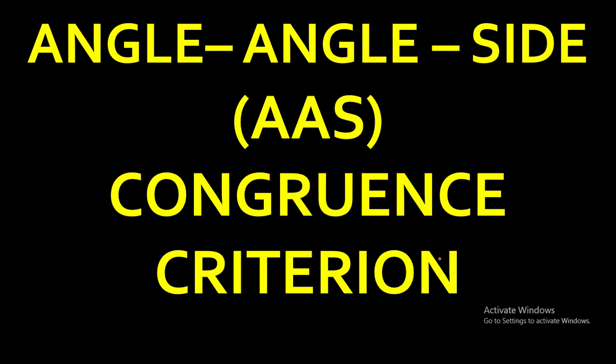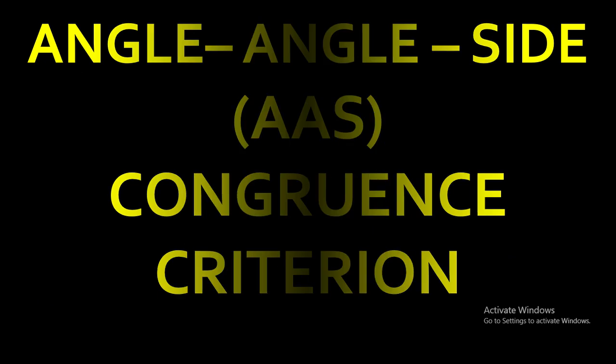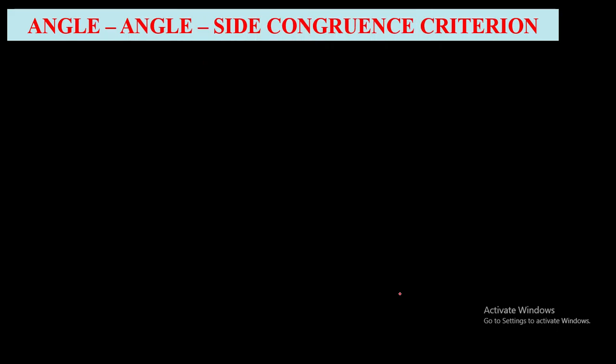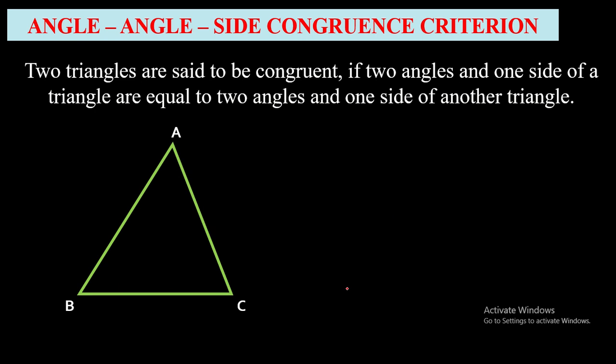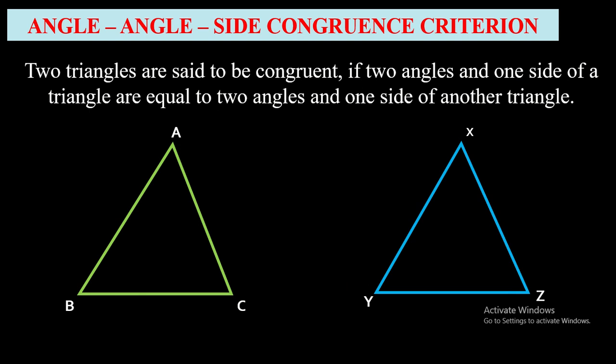Now we have one more congruence criteria, and this one is a result obtained from the angle side angle congruence criteria. It is the angle angle side congruence criteria. The statement is: two triangles are said to be congruent if two angles and one side of a triangle are equal to two angles and one side of another triangle. In our previous criteria, it was two angles and the included side, but this time it is simply two angles and one side, so it can be a non-included side as well.